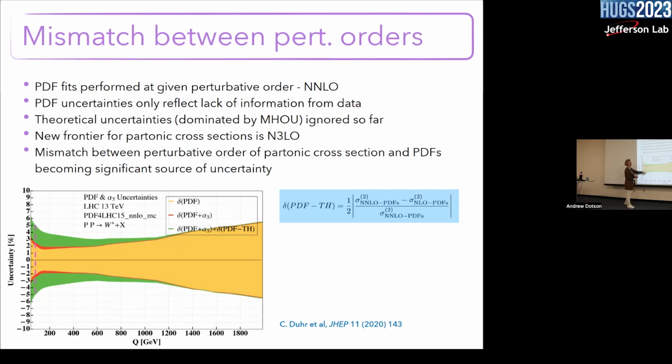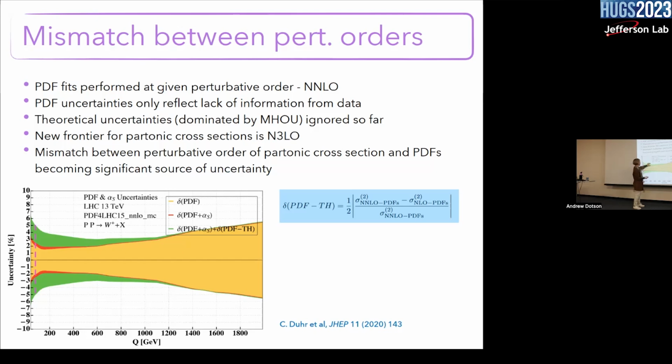But then you have another source of uncertainty, which is now becoming important, which is the mismatch between the order of your perturbative cross-section, for example, in this case, next-to-next-to-next-to-leading order (N3LO), and the order at which you computed your PDFs, which is next-to-next-to-leading order. So this green line, which before everybody ignored, but now that we have N3LO calculations is becoming important, is what is calculated like that.